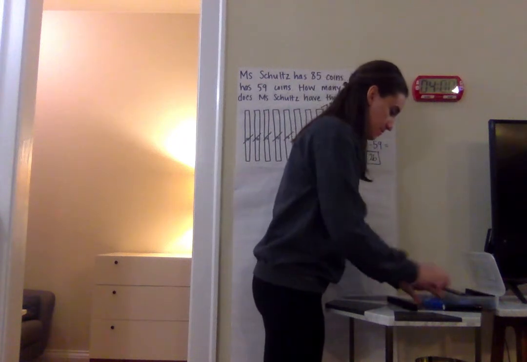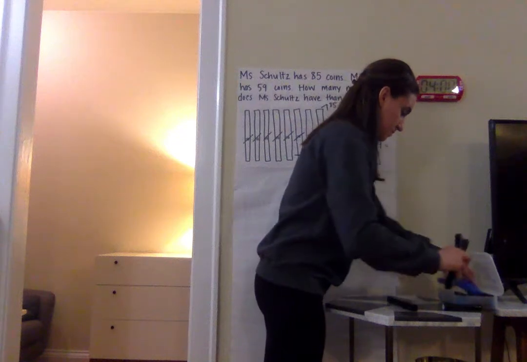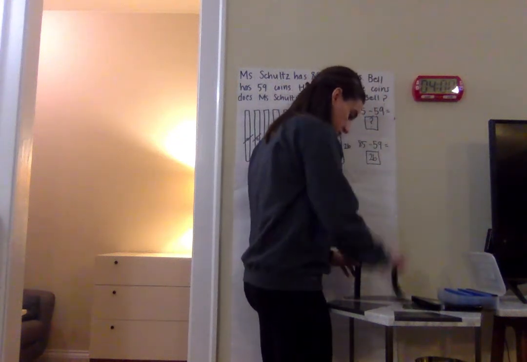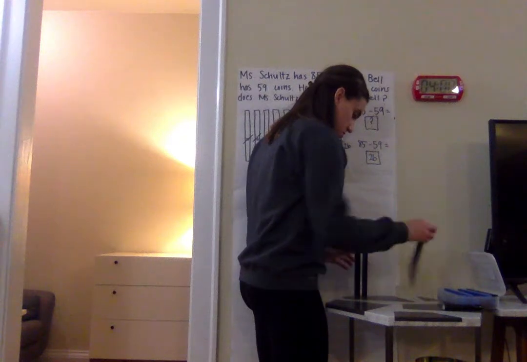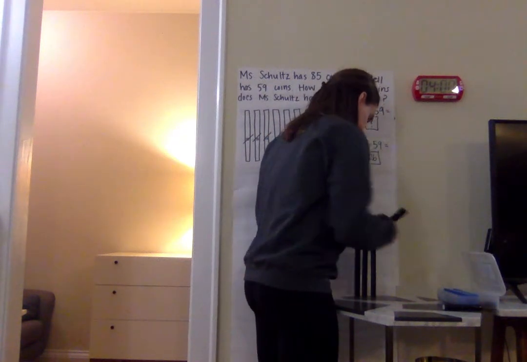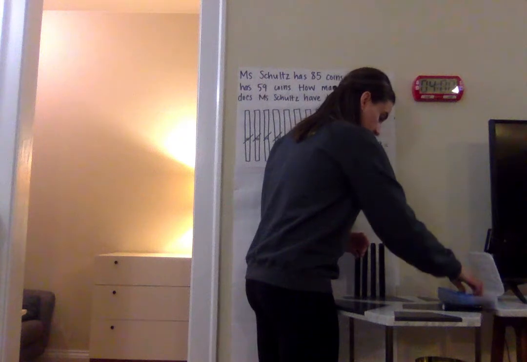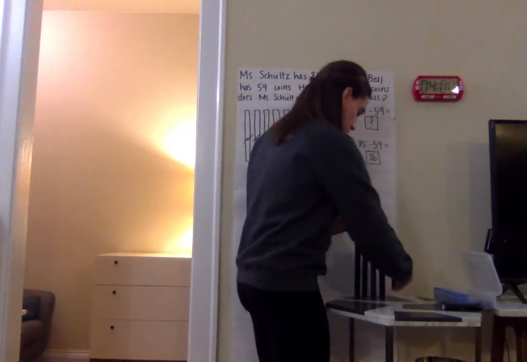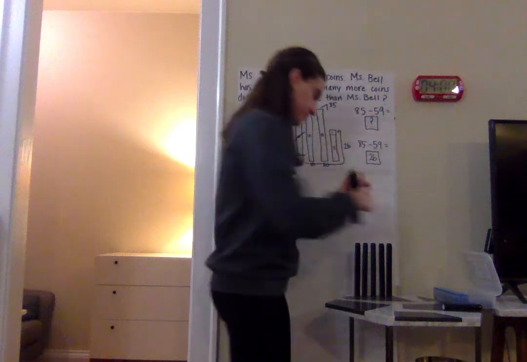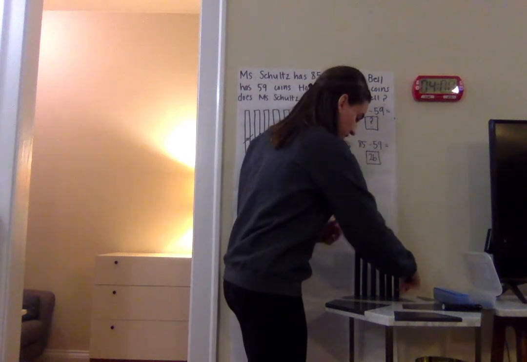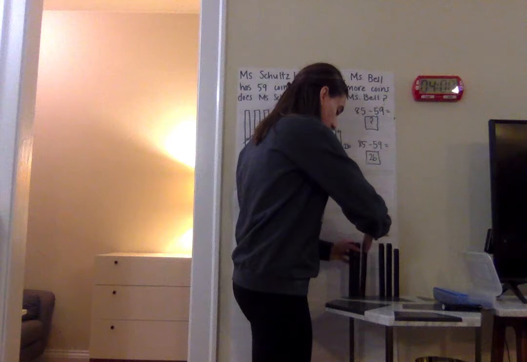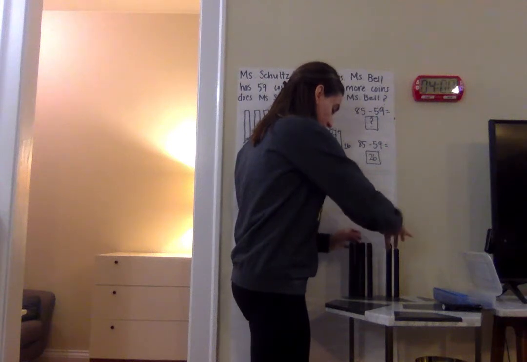Okay, here we go. 10, 20, 30, 40, 50, and this is a 10. If I take 1 off of it, that gives me 9. There's 59. Okay, but what I need to do now is I need to add up to get to my 85.